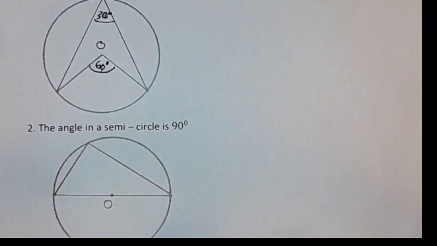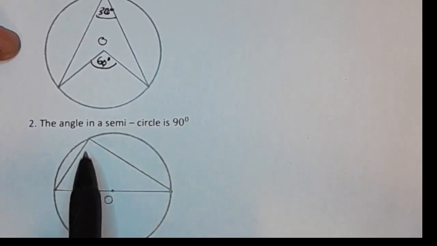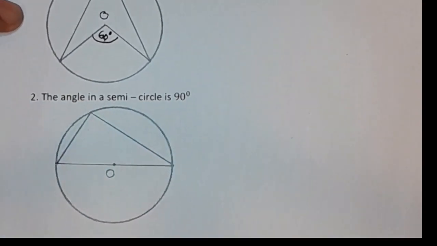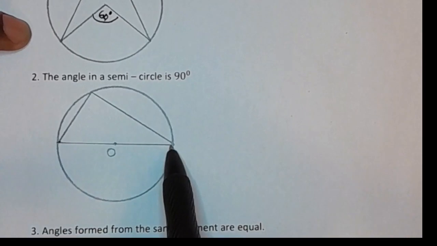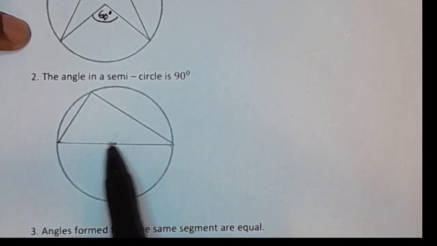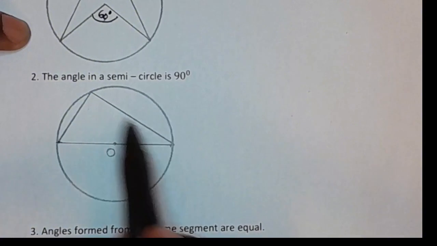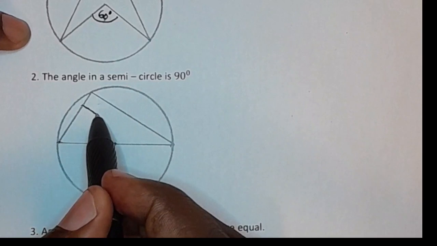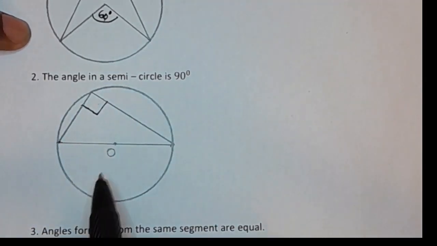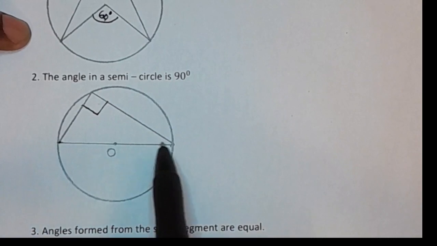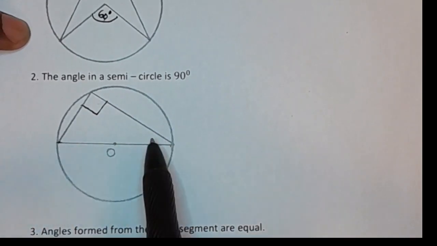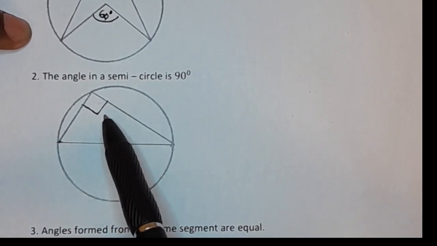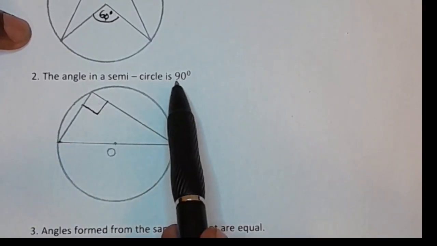The next property we are looking at is that the angle in a semicircle is 90 degrees. If you have the diameter and an angle being formed here, this angle is 90 degrees, provided that this is the diameter. This diameter is cutting the circle into 2 equal parts, so any angle that is formed in the semicircle is 90 degrees.